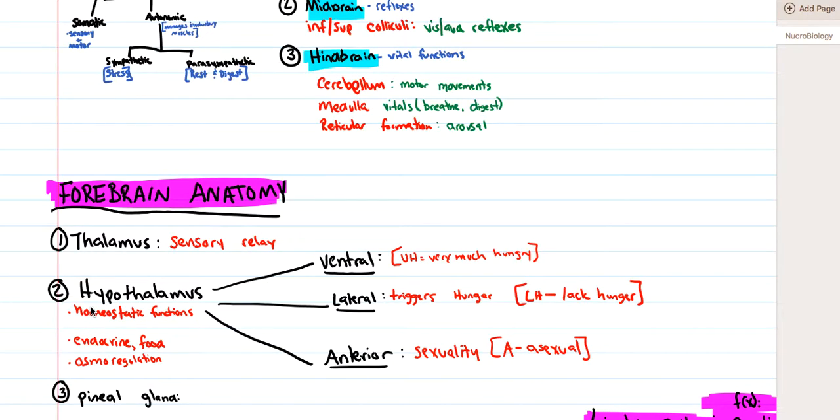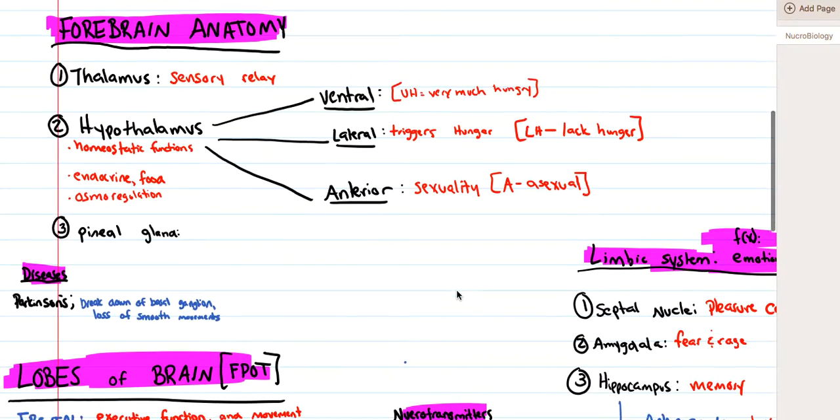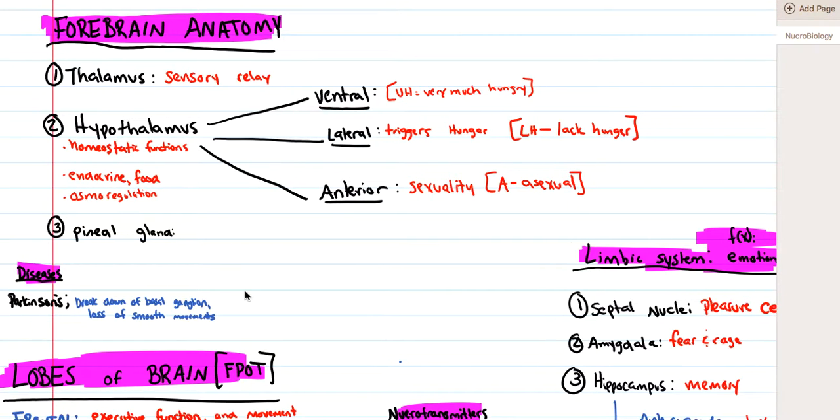So LH means lack of hunger, lateral hypothalamus. Anterior hypothalamus, if you do a lesion to your anterior hypothalamus, you will have asexuality. The pineal gland will produce melatonin, which is used for biological circadian rhythms. Diseases with the neurosystem. Parkinson's is when you have a breakdown of basal ganglia, and you can use L-DOPA to make up for the lack of production from the basal ganglia cells. One side effect of L-DOPA is schizophrenia when you have too much dopamine.